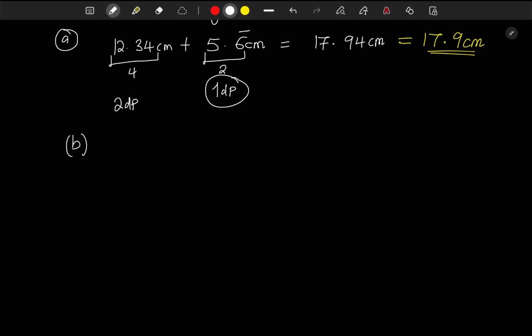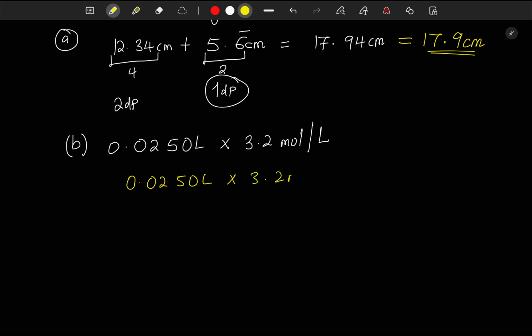Next, 0.0250 liters multiplied by 3.2 moles per liter. I want us to do this. First, we rewrite it into standard form. This will be 0.0250 liters multiplied by 3.2 moles over L. Per means division. Now that we've done this, we can just quickly multiply. You can use the calculator, it's fine.